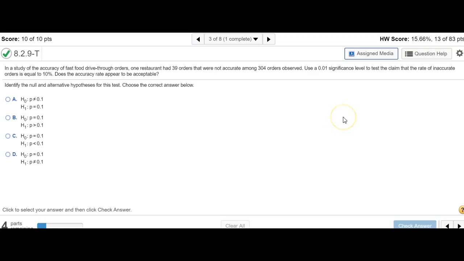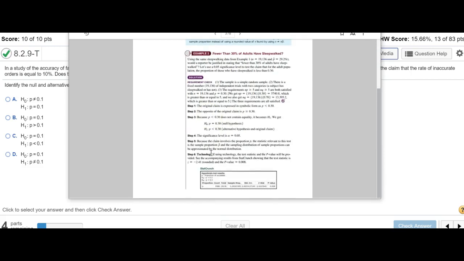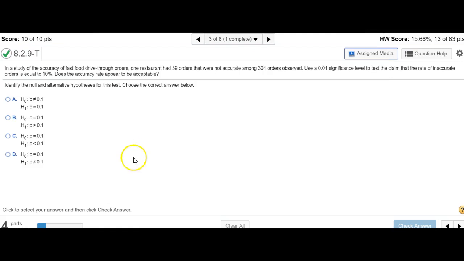Looking at example 8.29, we're going to use the technology, or we can actually use the formula in the book on page 378. It goes over an example very similar to this, example 2, where the given information talks about StatCrunch, and we can definitely use StatCrunch.